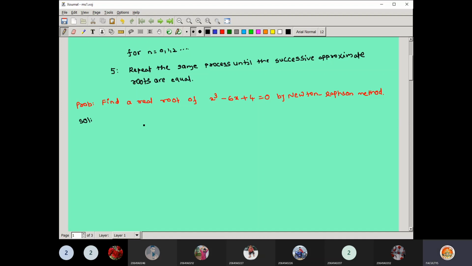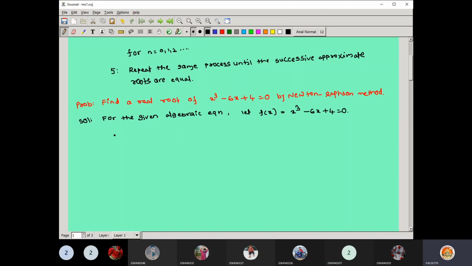So an expression is given and we are going to calculate the root. Is the given expression an algebraic expression or a transcendental expression? There is no special function in it, so directly you can say that it is an algebraic equation. For the given algebraic equation, let me suppose f of x equal to x cube minus 6x plus 4 equal to 0. It is a third degree equation.